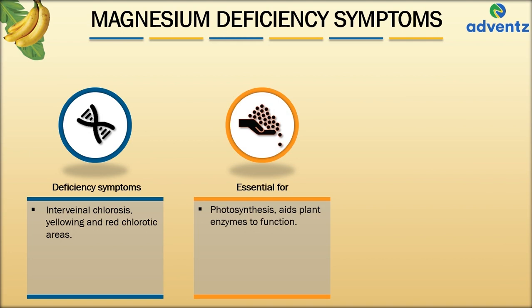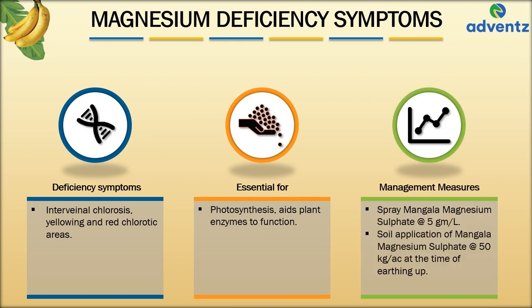The management measures to rectify magnesium deficiency symptoms are spraying of Mangala magnesium sulfate at the rate of 5 grams per liter, and for soil application, Mangala magnesium sulfate at the rate of 50 kgs per acre is recommended at the time of earthing up.